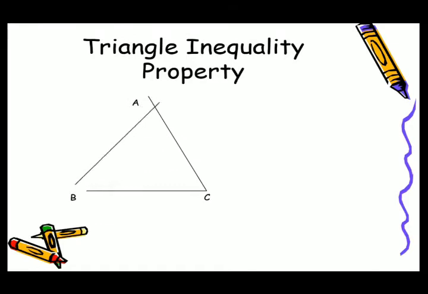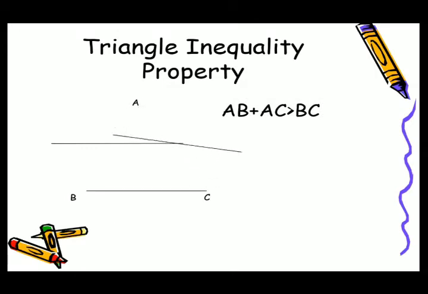Next is AB plus AC is greater than BC. AB and AC we are adding them. Now you can compare whether AB plus AC is greater or BC is greater. You can see that AB plus AC is greater than BC.